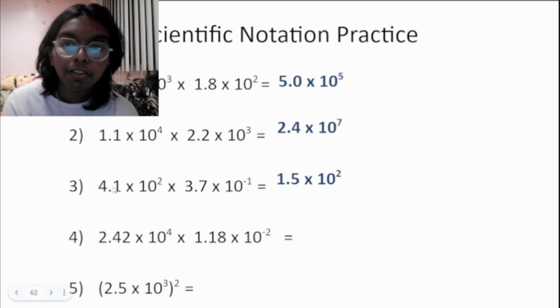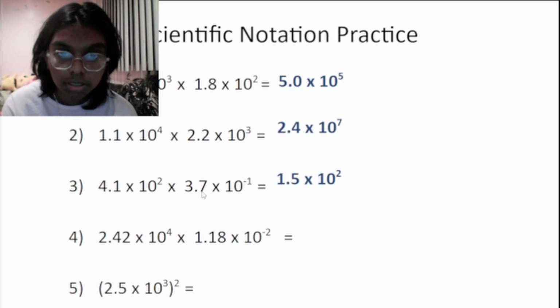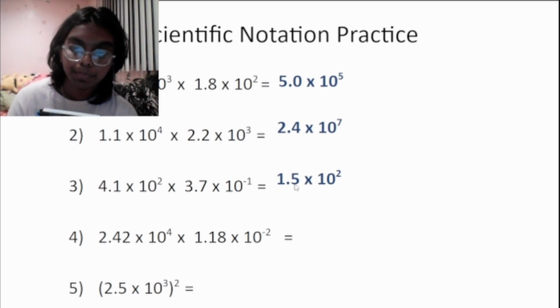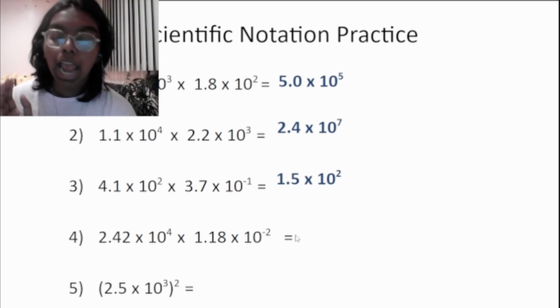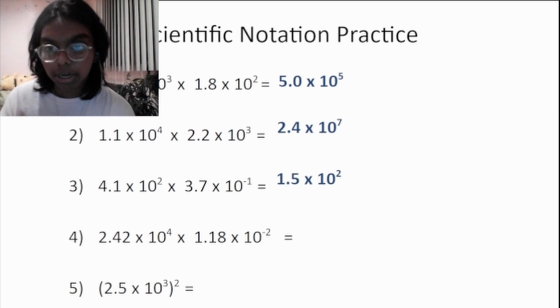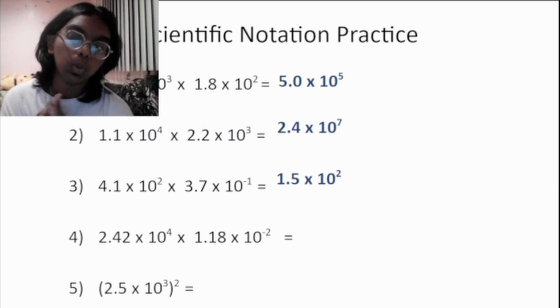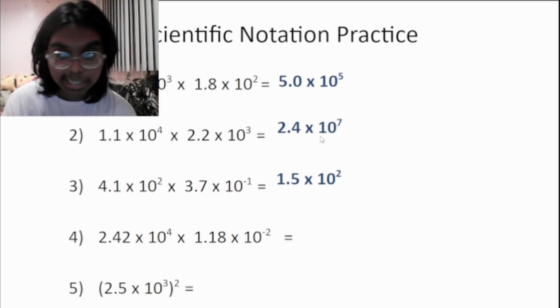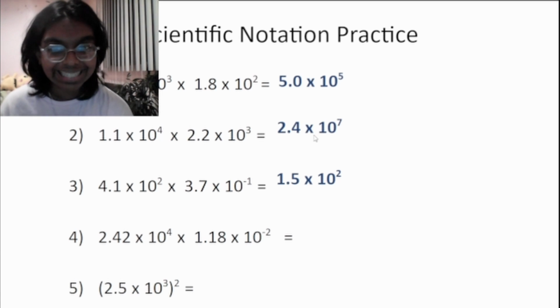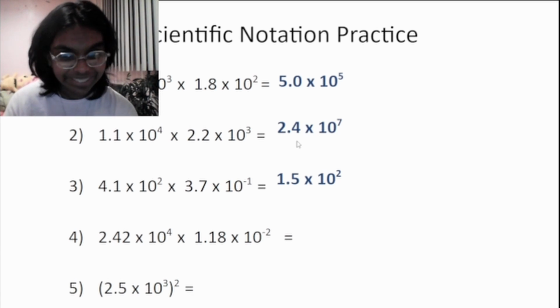Number 3, 4.1 multiplied by 3.7, right? Okay, so when you multiply these, you actually get 15.17, but again, as we talked about in scientific notation, you can only have one whole number. So you move it one time to the left to get 1.5, right? So when you add the exponents, you would get 1, and because you moved it again, it's 2. Make sense? I'm hoping that makes sense. I'm really hoping that makes sense.